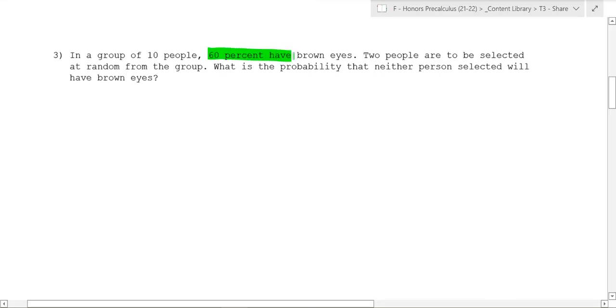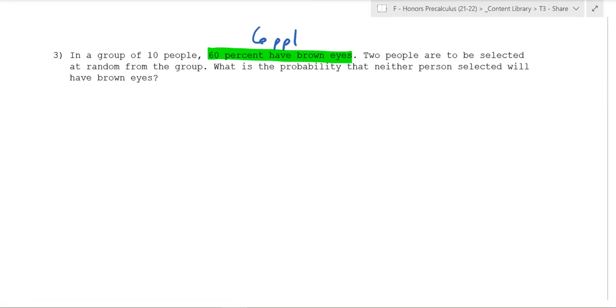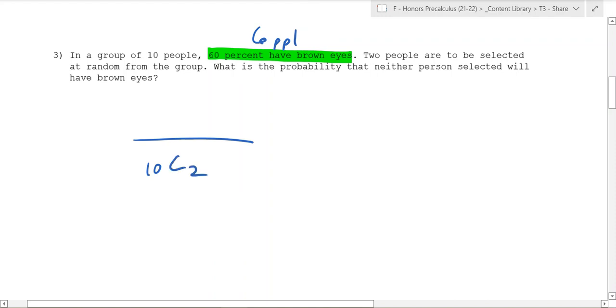In a group of 10 people, 60% have brown eyes. So we can pause right there. If it's 10 people and 60% have brown eyes, that's 6 people. 2 people are to be selected at random from the group. What is the probability that neither person selected will have brown eyes? So how many different ways can you choose 2 people from a group of 10? Well, that's just going to be 10C2, choosing 2 people from a group of 10.